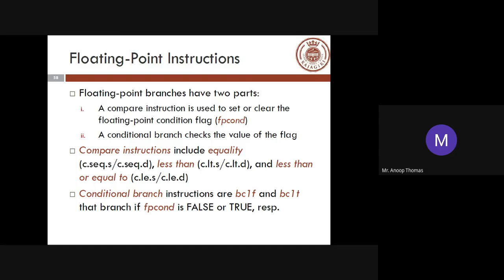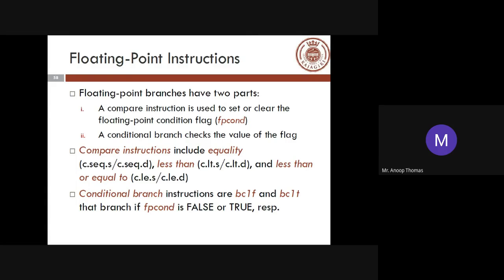In compare instructions, you have equality instructions, which are given as c.eq.s and c.eq.d. EQ stands for equality. Then less than, c.lt.s and c.lt.d. C stands for compare, and S or D tells you whether it's single precision or double precision. Then you have c.lt.s, c.lt.d, and c.le.s, c.le.d.